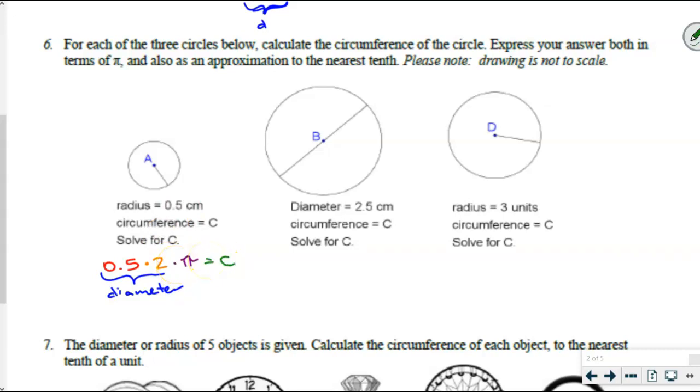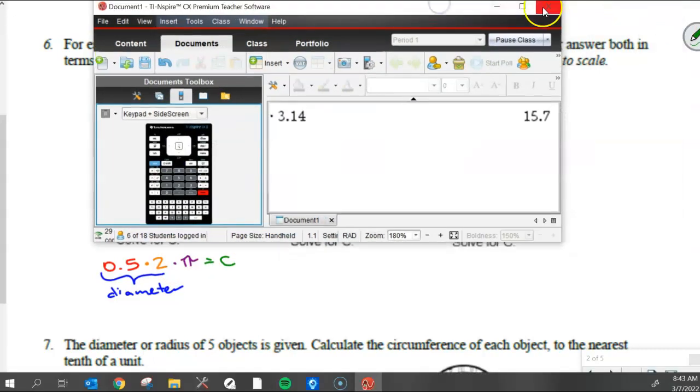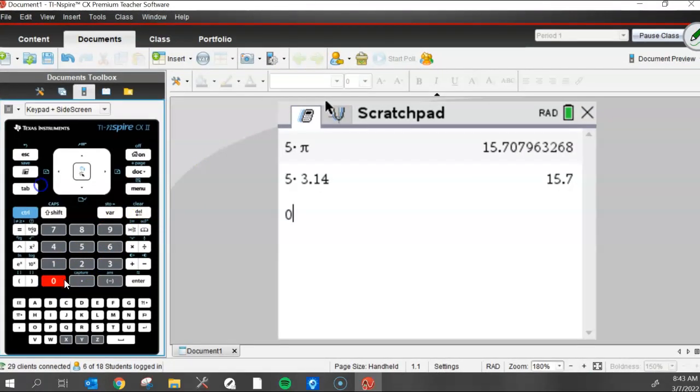You can do this in one single step in your calculator. You do not need to take multiple calculation steps. You can just go 0.5 multiplied by 2, then in one calculation also multiplied by pi. You guys get the same thing? Pi, exactly, you got pi.